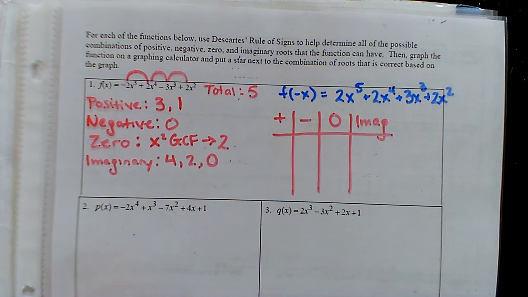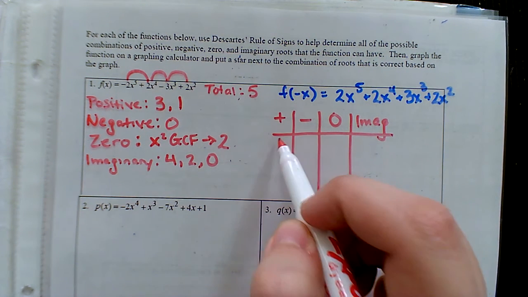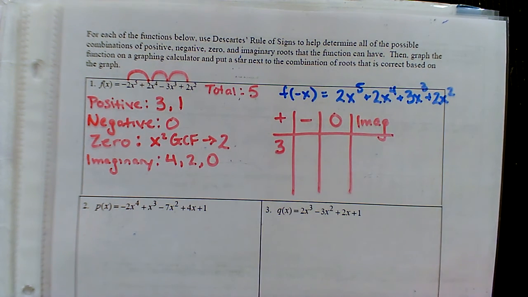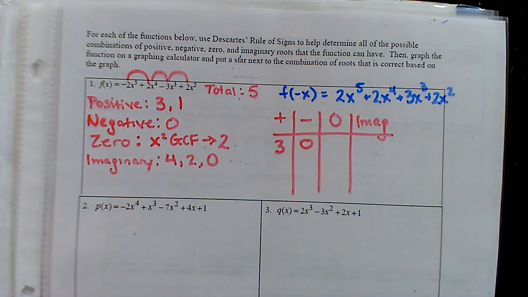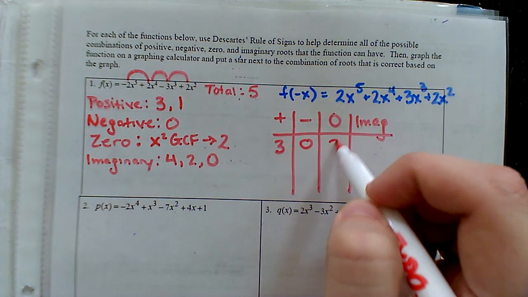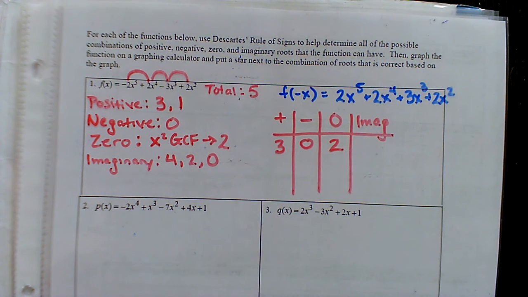All right, so if we look at our different possibilities, maybe we have 3 positive x-intercepts. We'll never have any negative. We will always have 2 at the origin. So what does that leave for the imaginary option? 0. Okay.